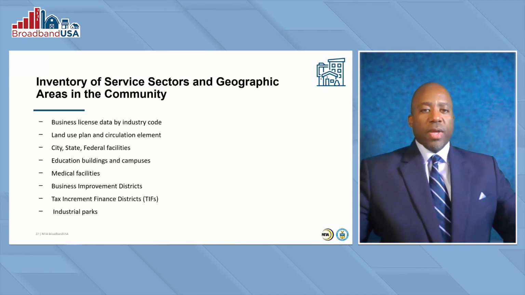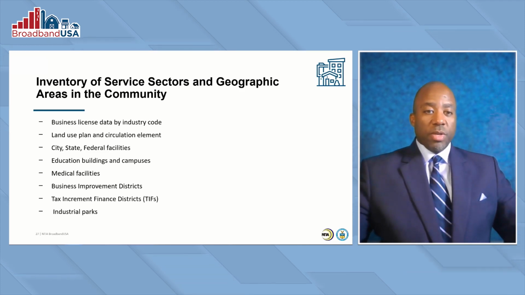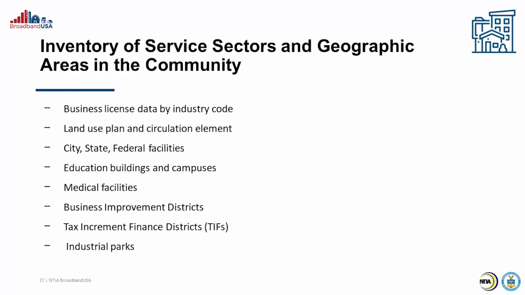Now let's talk about the service sector and geographic areas in the community. Right, this takes a little bit more knowledge, skill, and ability, and a little more collaboration with the local community, particularly the local government. But do they classify business license data by industry codes? Someone in the local government will know that. Are there land use plans and circulation elements that exist? Right, you need to understand that.